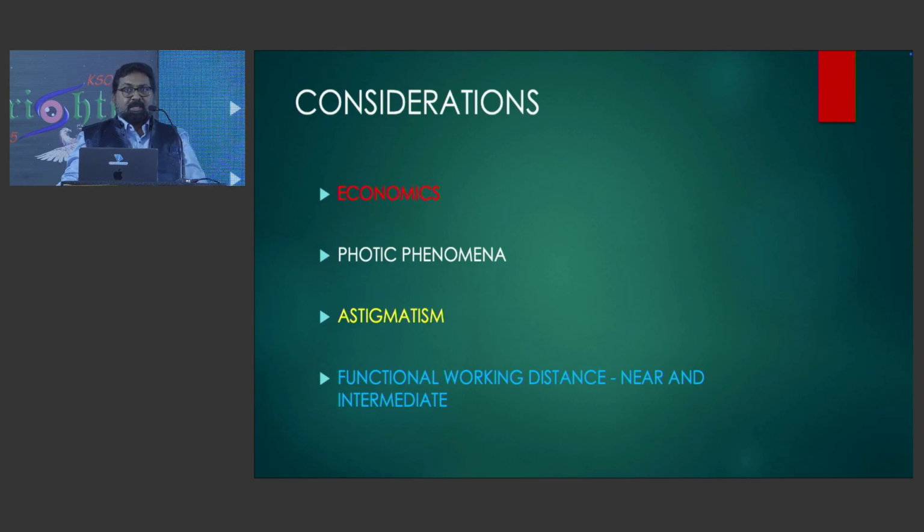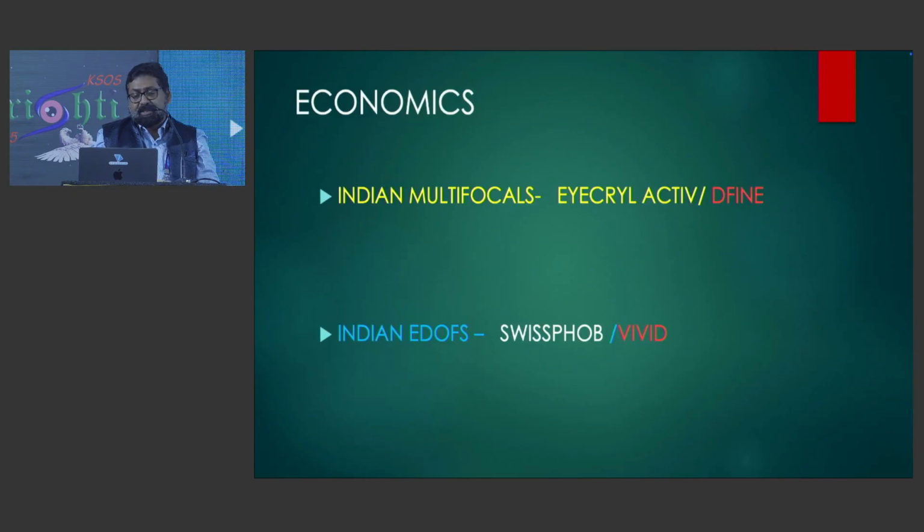Photic phenomena are very important. You have to look at the profile of the patient, what kind of work they do, whether they do a lot of driving, etc. Astigmatism: nowadays, for any patient with above 1 diopter of astigmatism, we should offer a toric IOL. And functional working distance. Now this is new. Most of us do not read at the conventional 33 centimeters anymore, because we are used to gadgetry, mobiles, laptops, etc. Our new working distance for near vision is around 40 to 45 centimeters. So that also decides the lens selection.